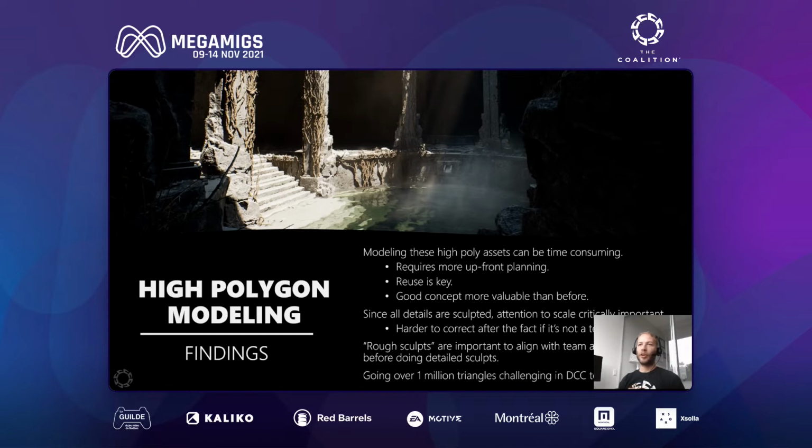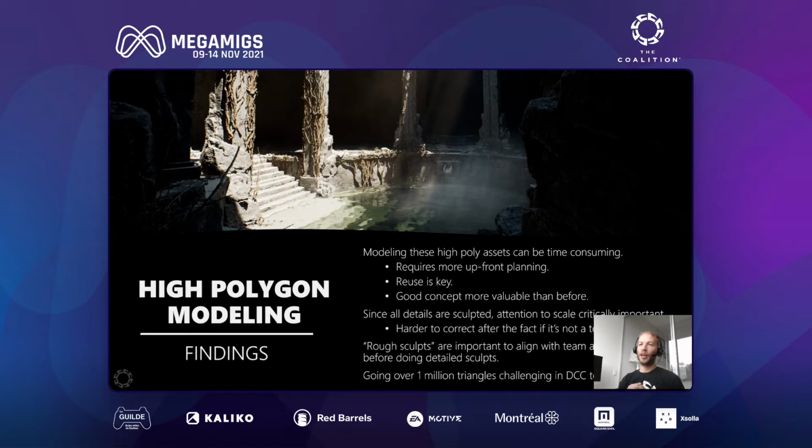So, high polygon modeling findings. Modeling assets at this level of quality can be time consuming. We find it takes maybe 25 to 50% more time, so it's good to have more upfront planning. Reuse is key. Good concept art is more valuable than before. Since all details are sculpted now instead of in a texture, attention to scale is critically important, we found. It's much harder to correct a modeling scale issue after the fact than a texture scaling issue.